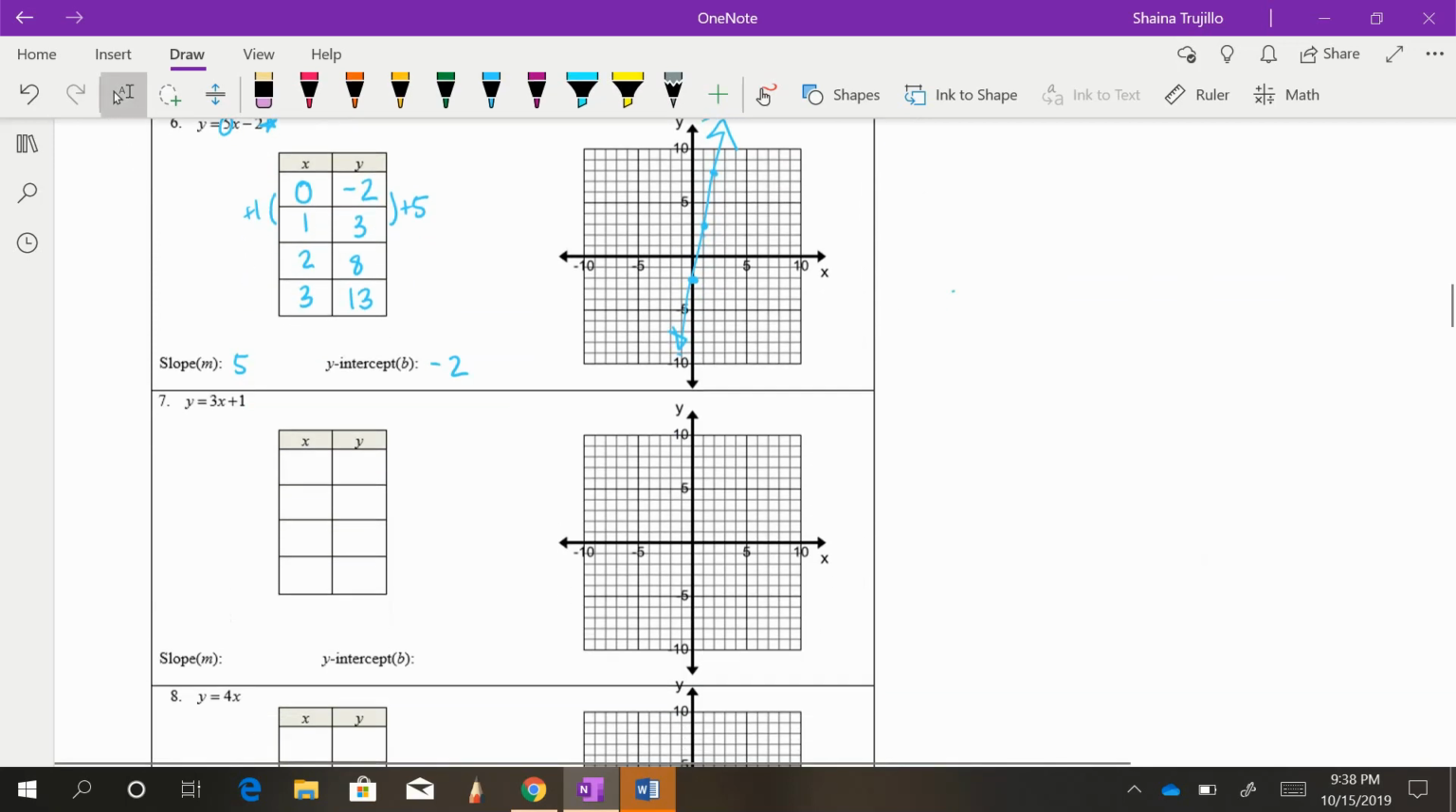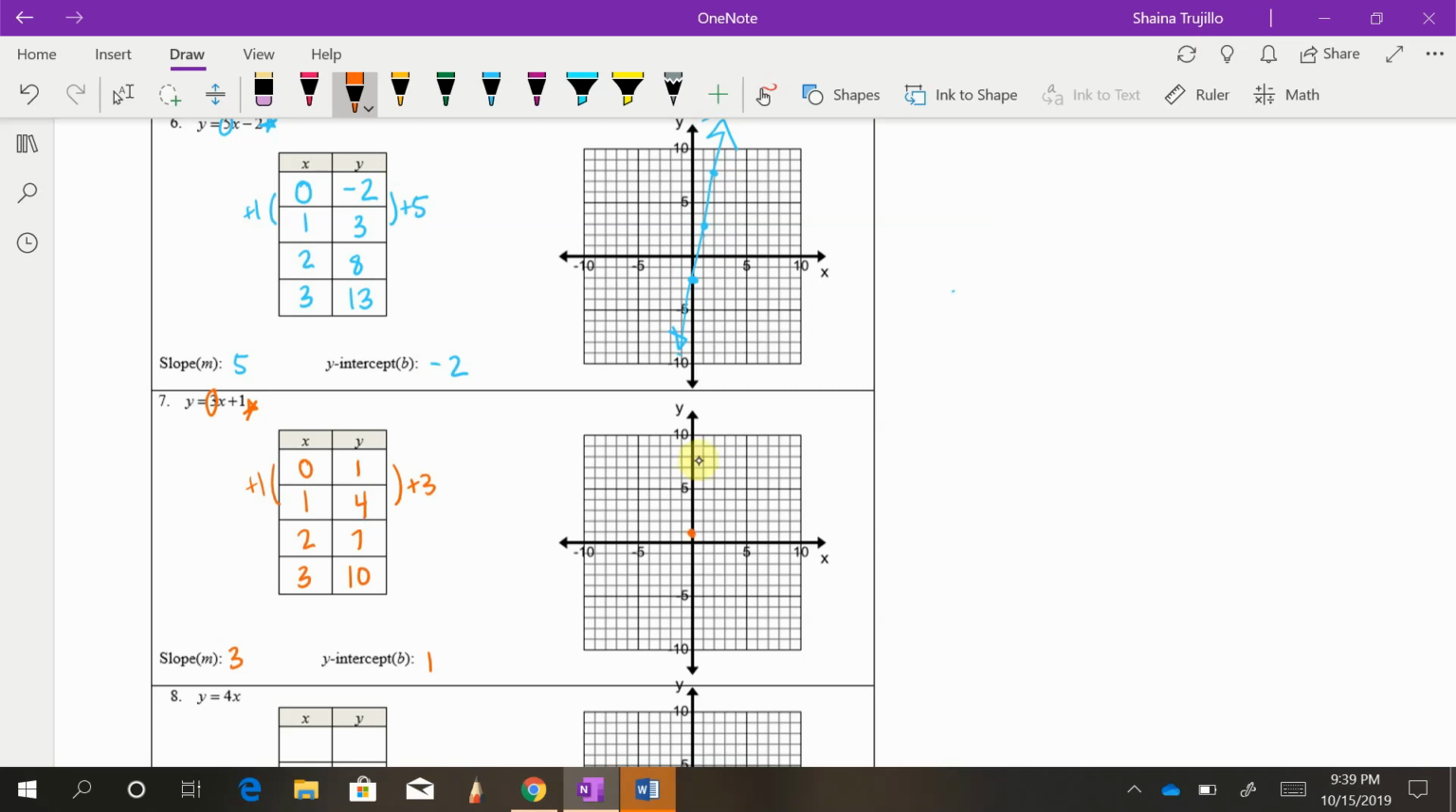Okay, let's go ahead and do that quickly for our next one. Let's circle our slope. Oh, hey, it's 3. Put a star next to our y-intercept. Hey, it's a +1. Okay, how do I put that in my table? Well, I know that when x is 0, y is going to be 1. That's my y-intercept. And it's going to go up by 3 each time. So this is going to be 4, 7, 10.